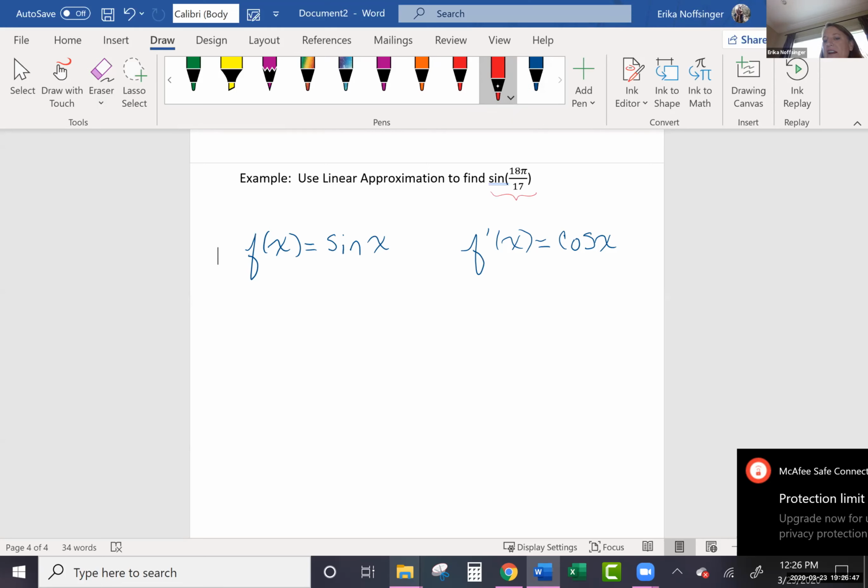So I know how to figure out what sine of pi is. 18 pi over 18 is close to pi. 18 pi over 17. So let's choose x to equal pi. And so we could figure out what f of pi is and what f prime of pi is.